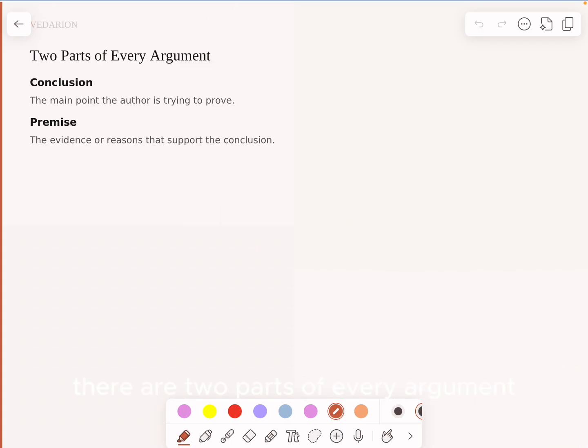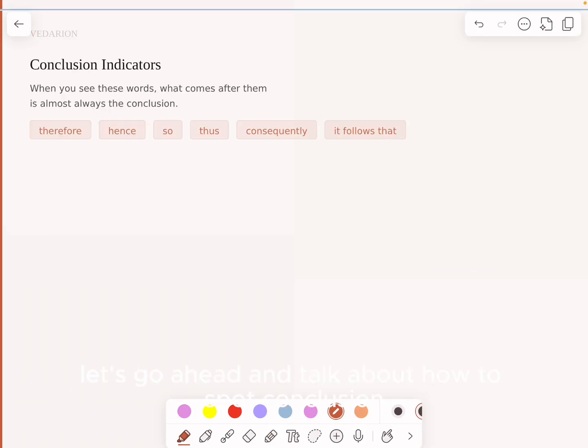There are two parts of every argument. We have the conclusion, which is the main point that the author is trying to prove, and the premise, which is his support for the conclusion, his main point. Let's go ahead and talk about how to spot conclusions.